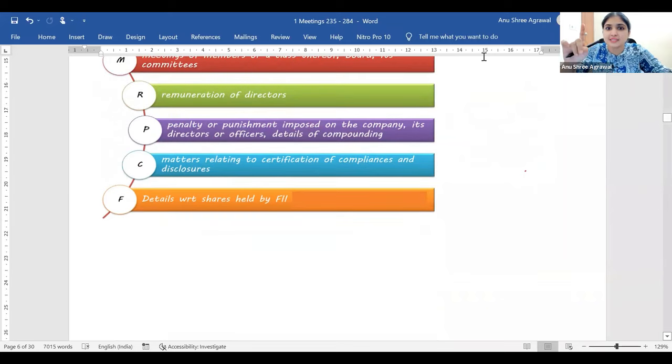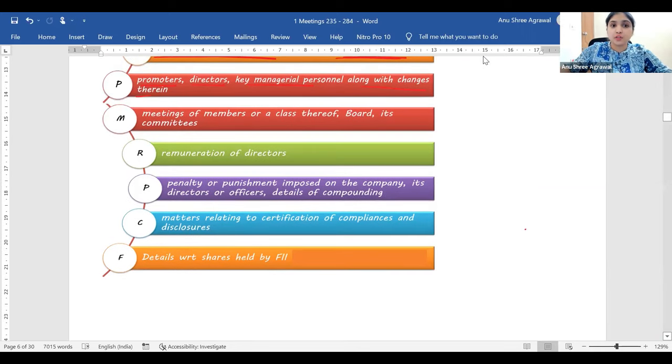Once again, S, shares, debentures, securities and shareholding pattern. H, holding company, subsidiary company, associate company, details of them. Then R, registered office and principal business activities. I, forget about I. M, members, debenture holders, changes therein. P, three people: promoters, directors, KMP, and changes therein.